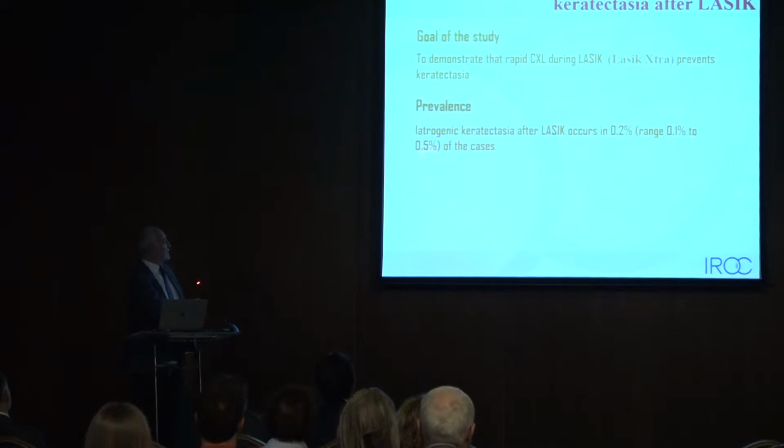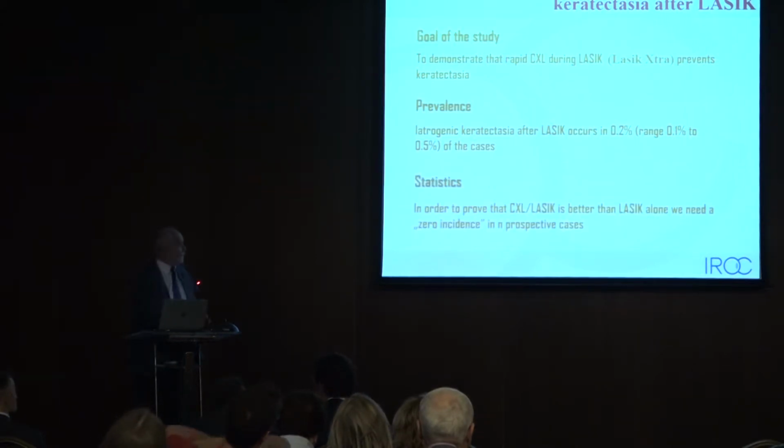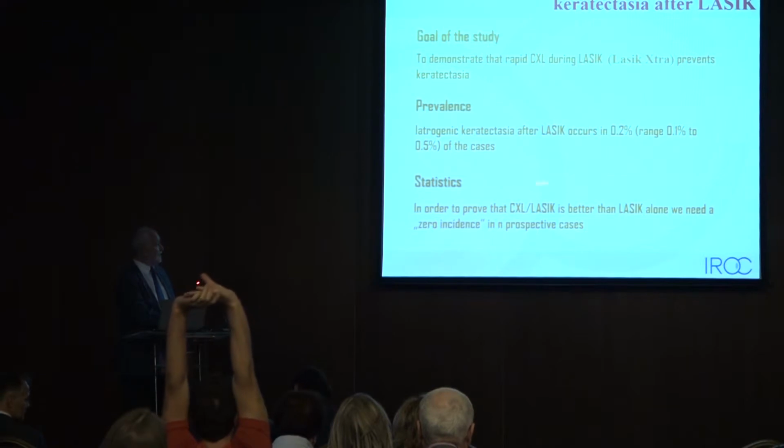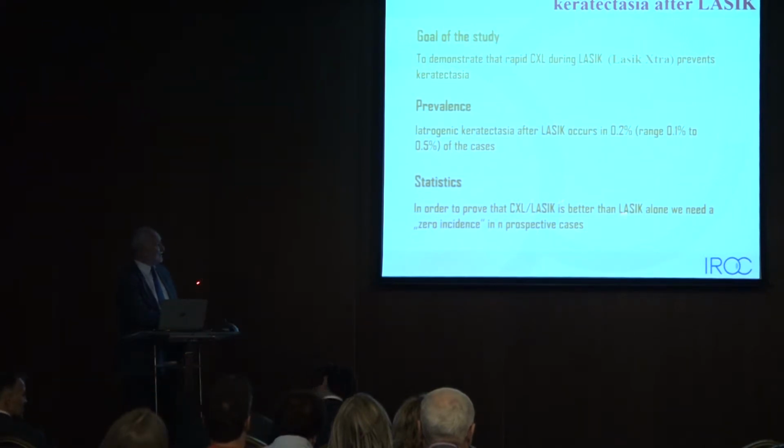We know today that this disease occurs in 0.1 to 0.5% of the cases. And in order to prove that cross-linking and LASIK is better than LASIK alone, we need a 0 incidence in n prospective cases, so no keratectasia should occur in that series.